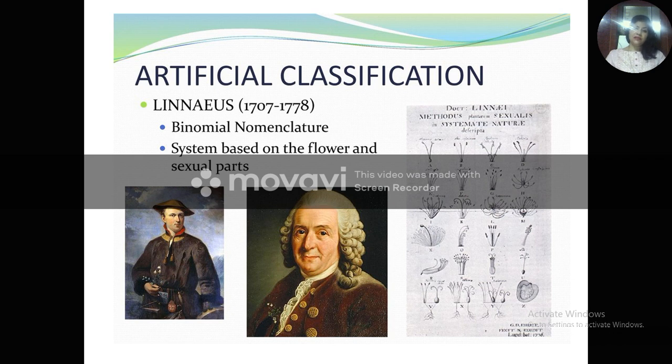In artificial classification, as I told you, Linnaeus published his work in Species Plantarum in 1753, and he based it on the sexual parts of the flowers only. For example, androecium, if it was one, he called the group Monandria, 2 Diandria, and so on and so forth. And he also gave the binomial nomenclature, which is a landmark introduction in plant taxonomy.